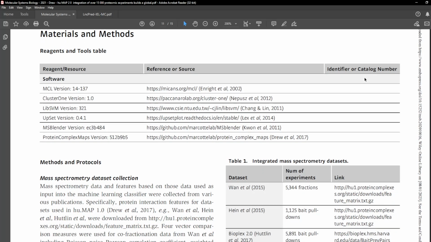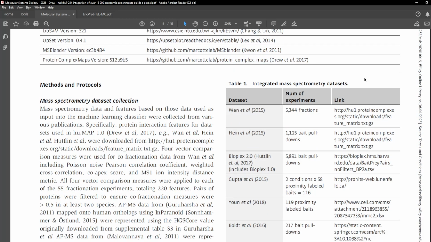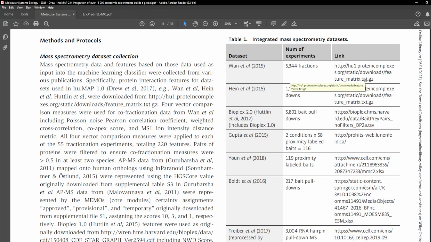Methods and Protocols. Mass spectrometry dataset collection. Mass spectrometry data and features based on those data used as input into the machine learning classifier were collected from various publications. Specifically, protein interaction features for datasets used in Hu.MAP 1.0 (Drew et al., 2017), for example Wan et al., Hein et al., Huttlin et al., were downloaded from http://hu1.protein-complex.org/static/downloads/feature_matrix.txt.gz. Four vector comparison measures were used for cofractionation data from Wan et al., including Poisson noise Pearson correlation coefficient, weighted cross correlation, co-apex score, and MS1 ion intensity distance metric.